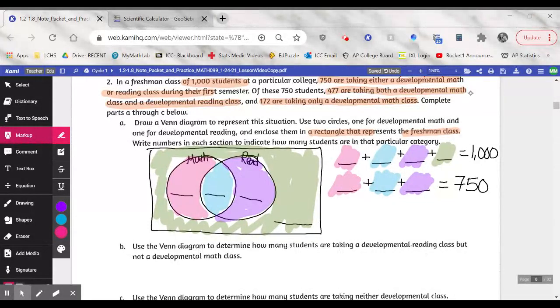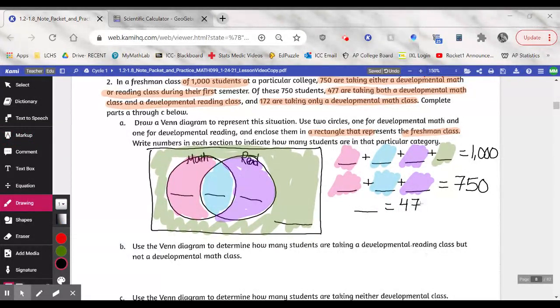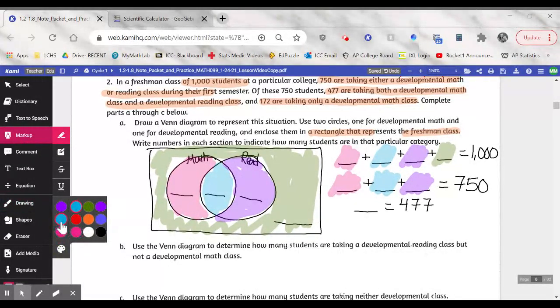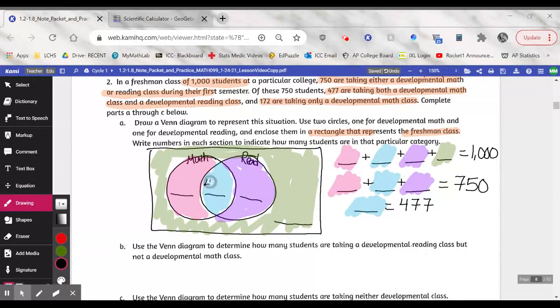477 are taking both a developmental math class and a developmental reading class. Well, dang, we've actually got one of the official spots. That blue one is exactly 477. So right here in the middle, those students are taking both of them. The next piece of information says 172 are taking only a developmental math.